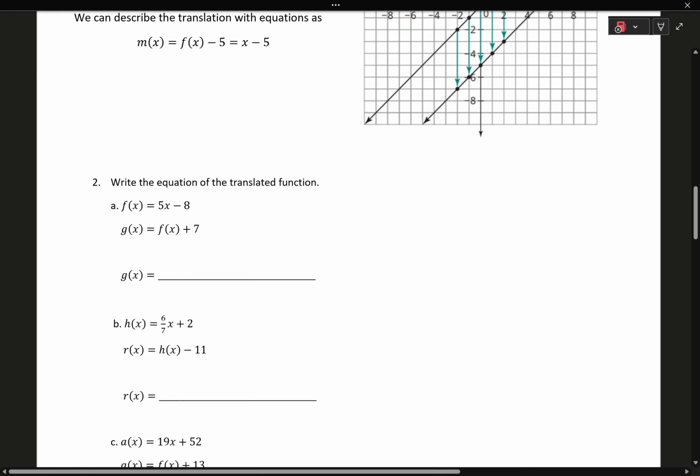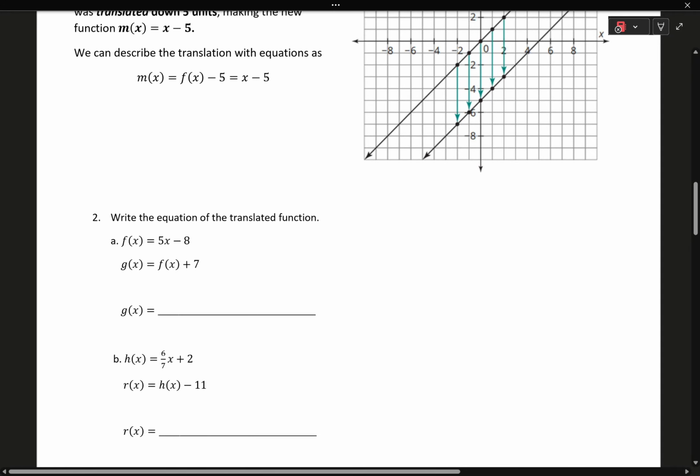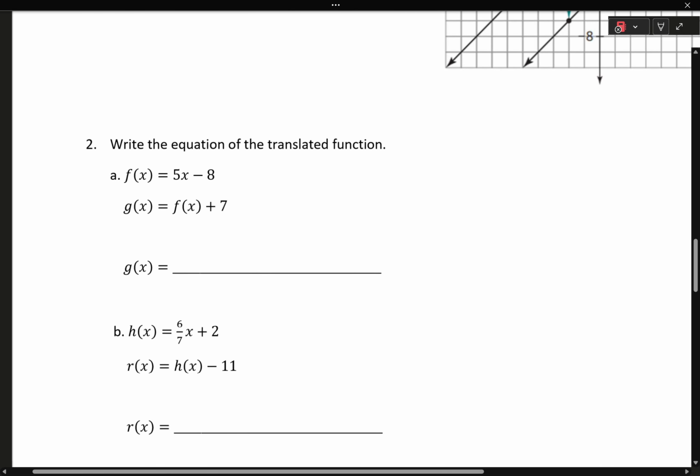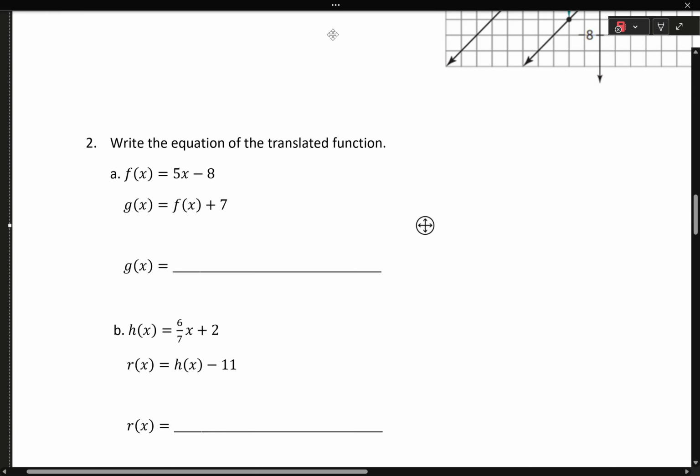So what we're going to do first in number 2 is write the new functions. Then we'll actually do some graphing. So let's start with that. If the original function f of x is 5x minus 8, and g of x is f of x plus 7, what we're going to do is solve for g of x by rewriting what f of x is, and then plus 7.